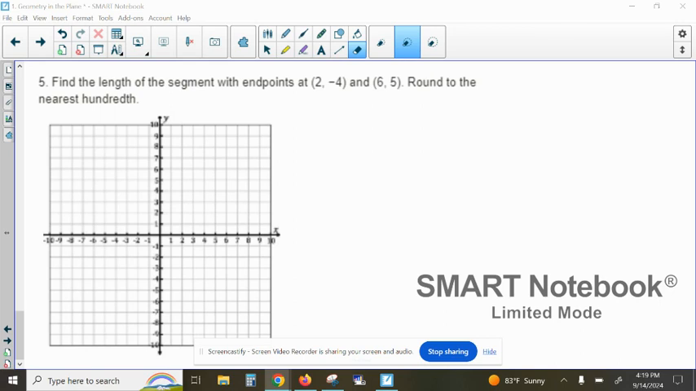Find the length of the segment whose endpoints are at (2, -4) and (6, 5). Round to the nearest hundredth. So we want the length of a segment, and we want to round to the nearest hundredth. Make sure you read the words.